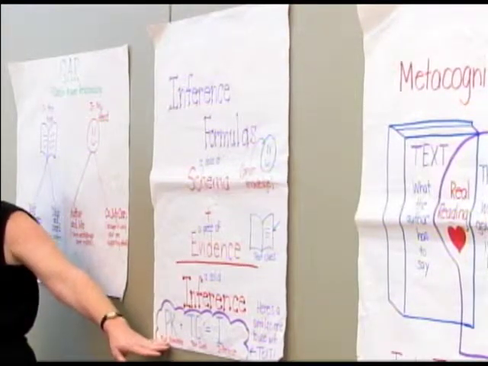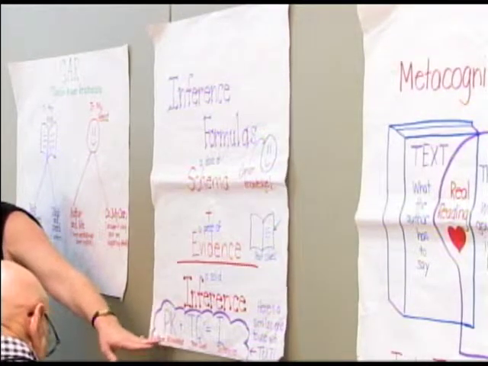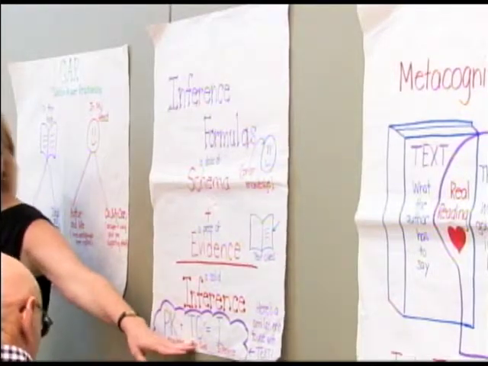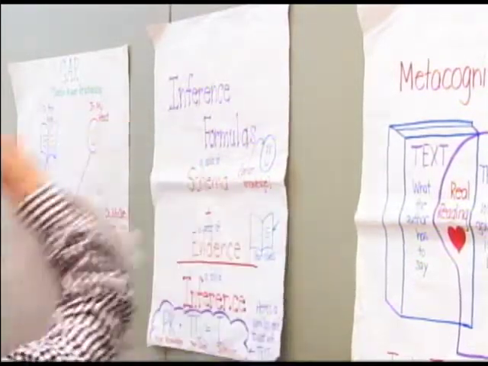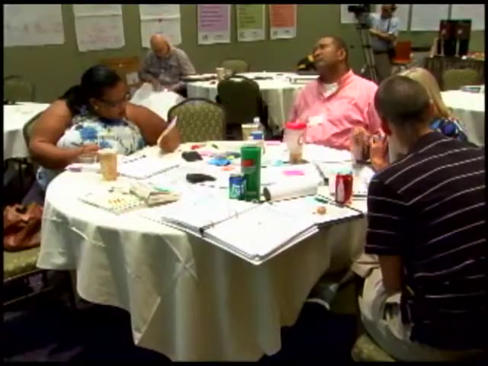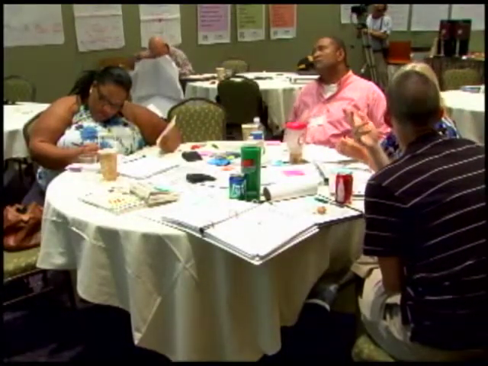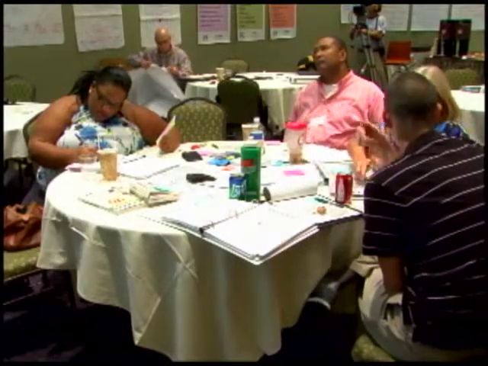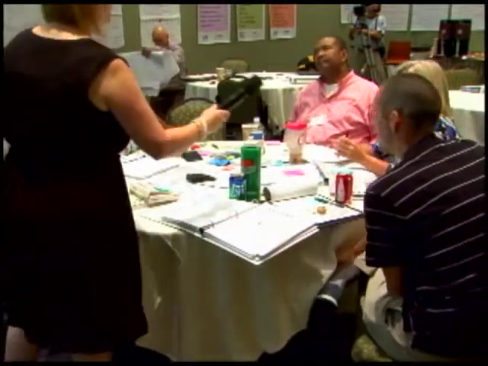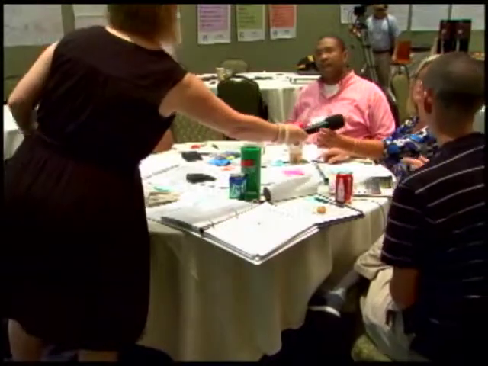You can break it down into a formula like this, where you put PK for prior knowledge plus text clues equals I for inference. However it works best for your students. But I'm going to have you share with your partner what you came up with for your inference formula. Does partner here like to start?